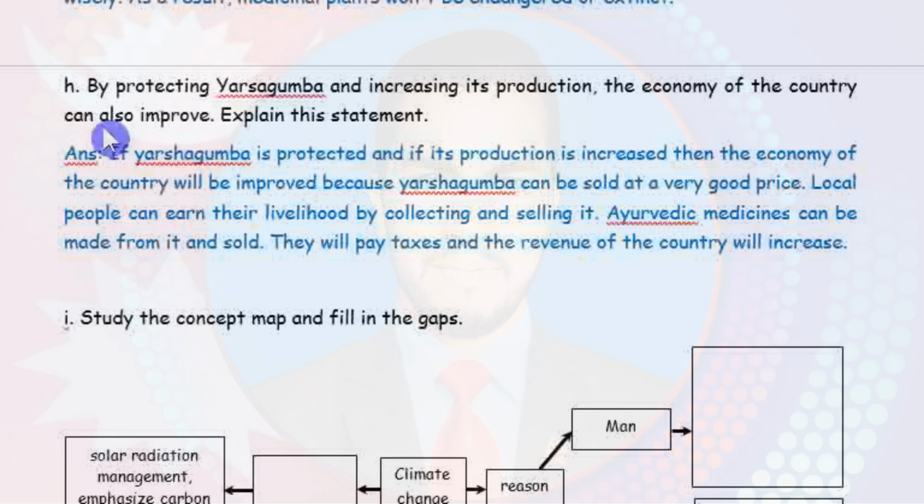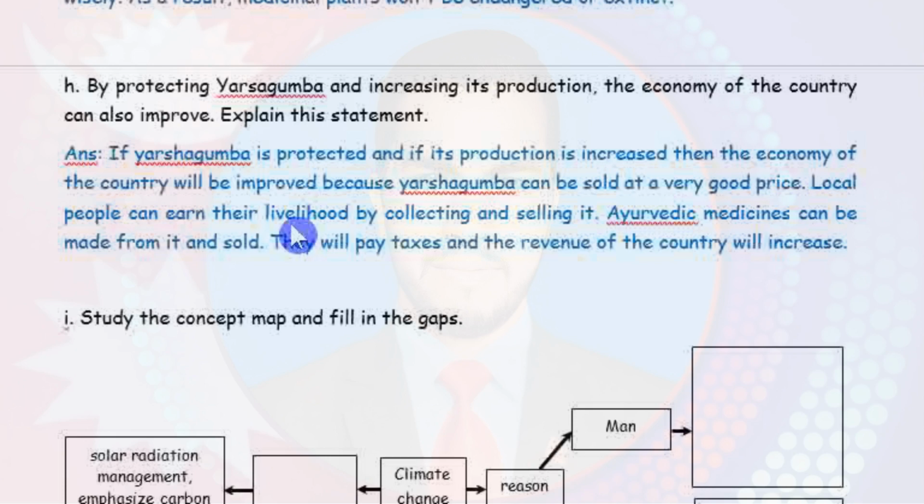Question number 8. By protecting Yarsagumba and increasing its production, the economy of the country can also improve. Explain this statement. Answer: if Yarsagumba is protected and its production is increased, then the economy of the country will be improved, because Yarsagumba can be sold at a very good price. You might have known or heard that the price of Yarsagumba is very high. Okay?